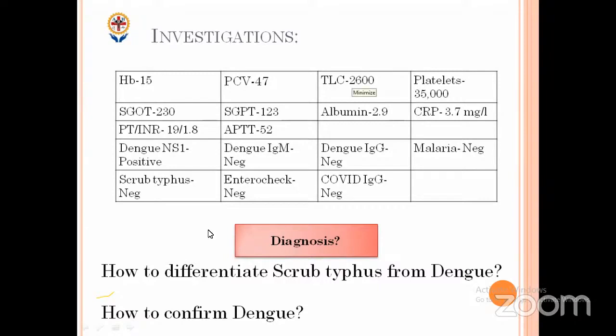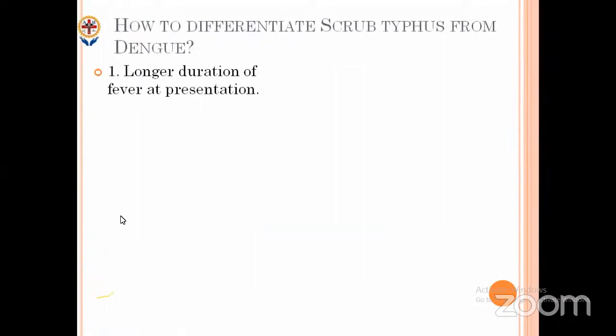Abdominal examination findings. Any observation findings? If it is there, it's highly towards scrub typhus than dengue. Yeah, splenomegaly is the one thing. So we'll move on. Longer duration of fever presentation is the most important factor which points towards scrub typhus.